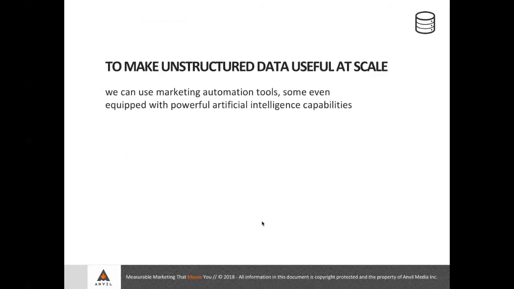How do we make this useful at scale? We can use marketing automation tools, and we're going to look at some of those today. Some of these are really powerful. They're even equipped with artificial intelligence capabilities to ask questions and answer questions about customers without even having that common identifier. It can kind of make these assumptions on its own very, very quickly.